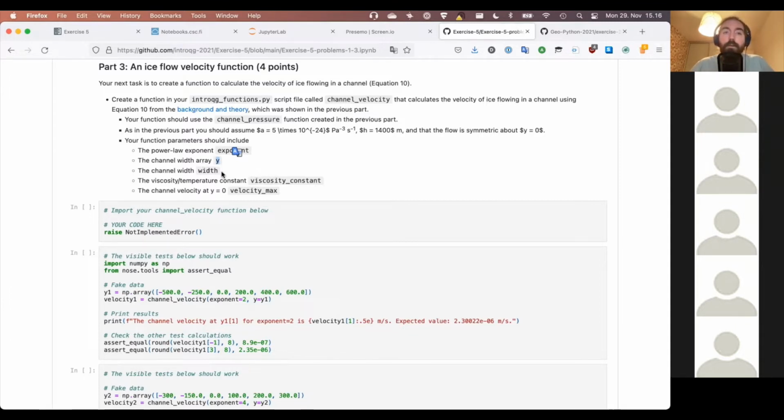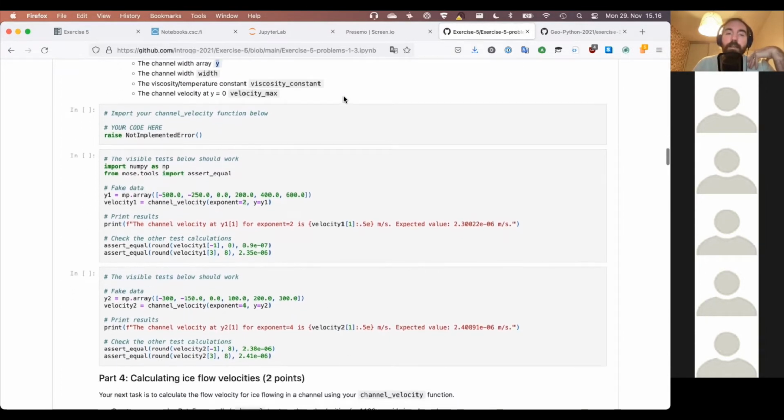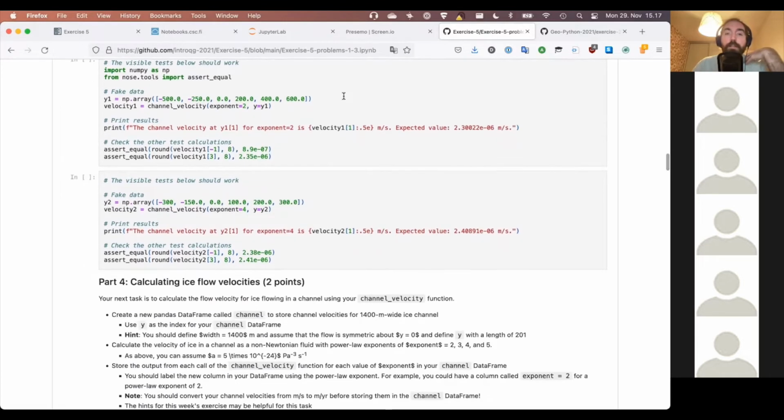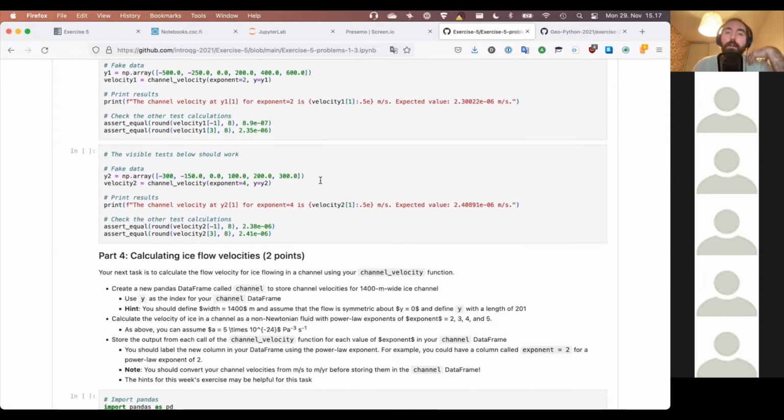So you'll make your function again. Your function, called channel velocity, should use the channel pressure function that you created in part 2. So that's what you'll have to think about a little bit: you're going to want to call your channel pressure function in your channel velocity function in order to calculate the velocity of the ice in the channel. That's the challenge in this case. But again, you have some tests to see whether you're on the right track.